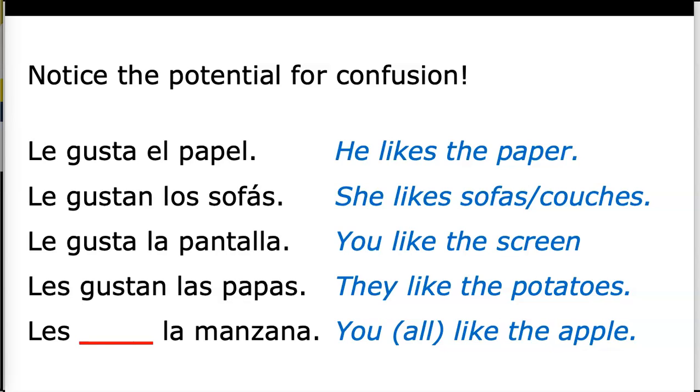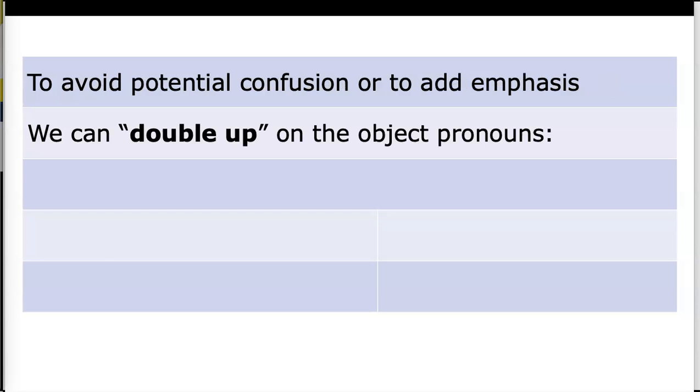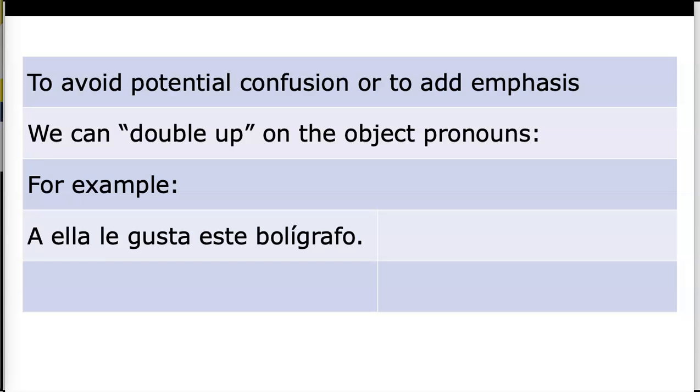Les gusta la manzana could be you all like the apple. So to avoid this potential confusion or to add emphasis, we can double up in a sense on the object pronouns. For example, a ella le gusta este bolígrafo. She likes this pen.